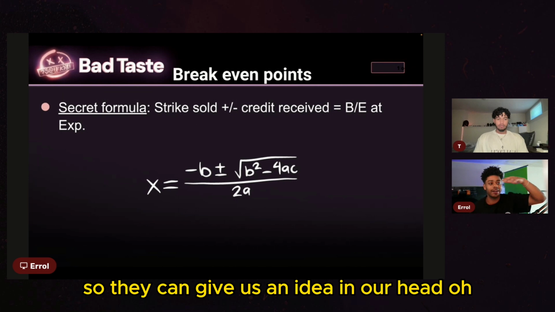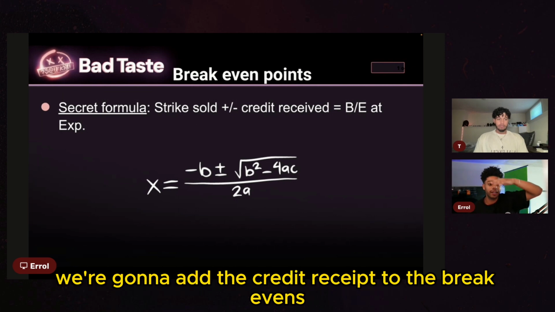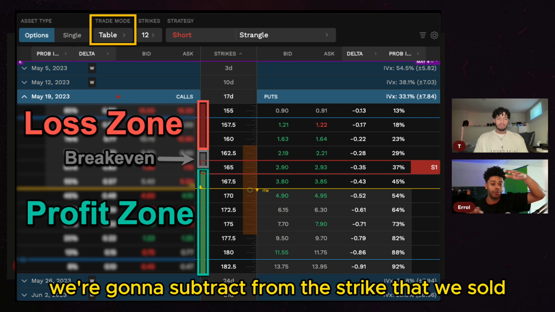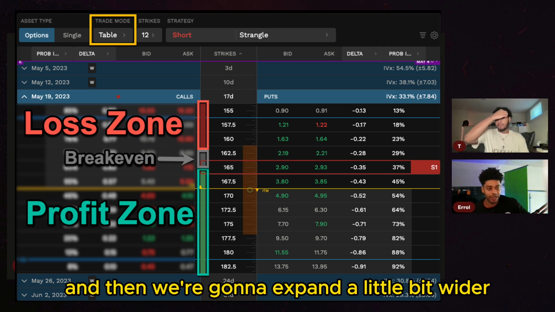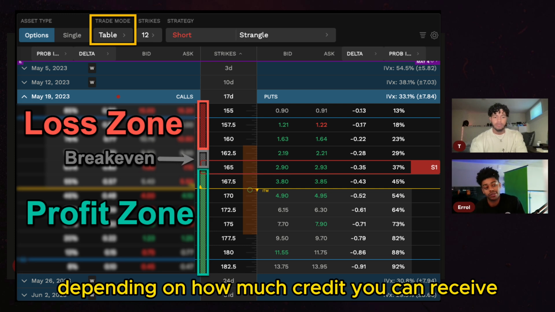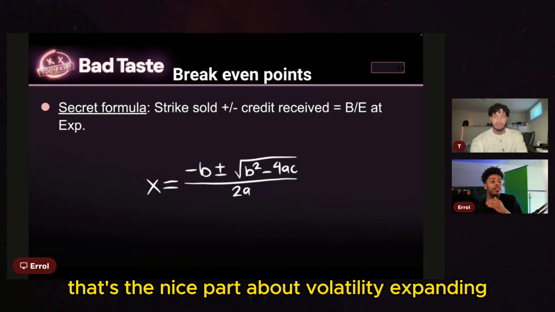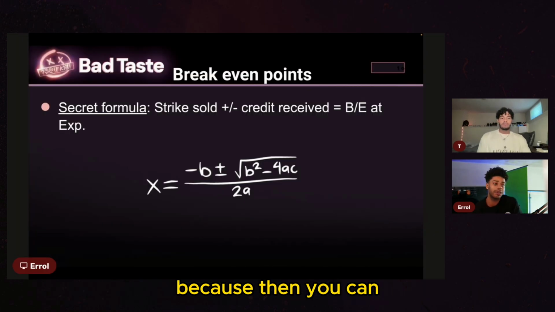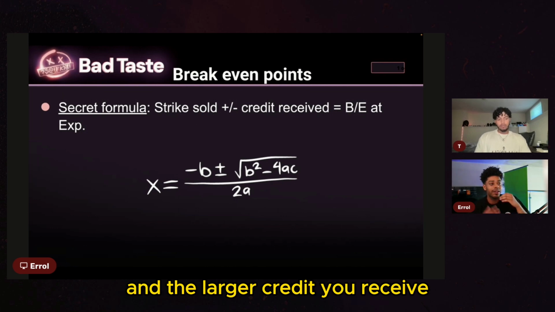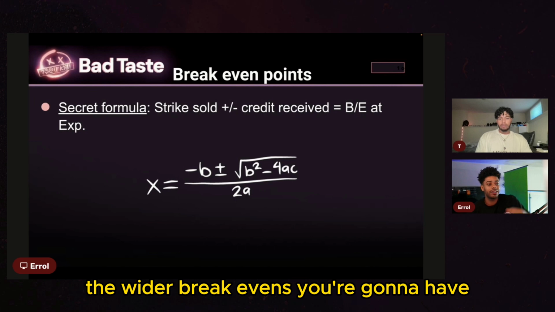So we can understand, okay, we're going to have to subtract on the put side. It gives us an idea in our head: we're selling calls, we're going to add the credit received to the break even. We're selling puts, we're going to subtract from the strike that we sold, and then we expand a little bit wider and have that nice little range, depending on how much credit you can receive. That's the nice part about volatility expanding, because then you can simply collect a larger credit, and the larger credit you receive, the wider break evens you're going to have.